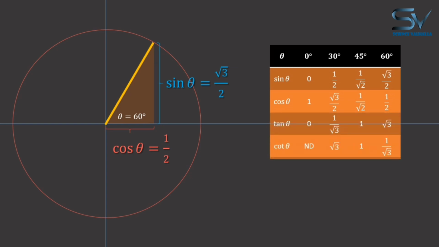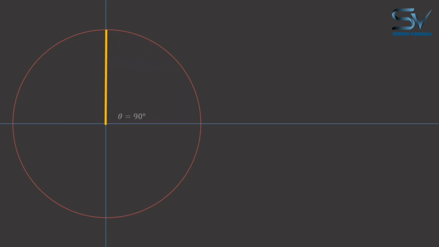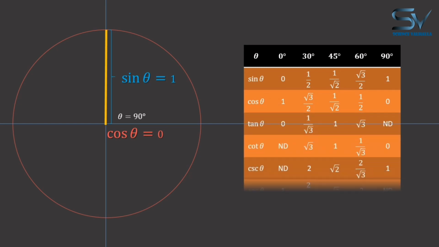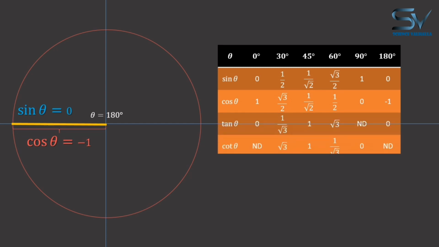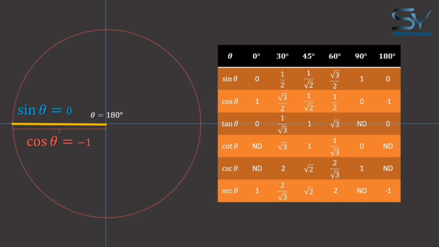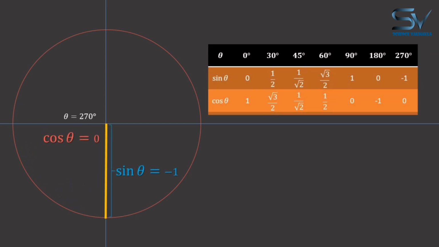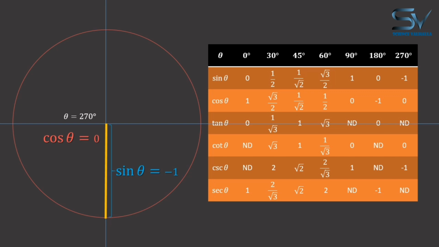The angle is now 60 degrees. 90-degree angle. 180 degrees. 360 degrees.